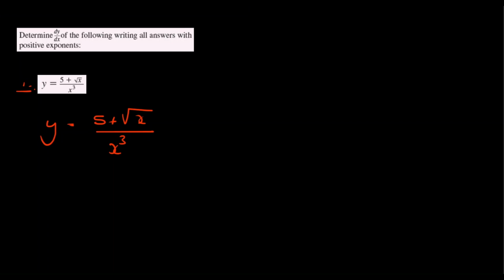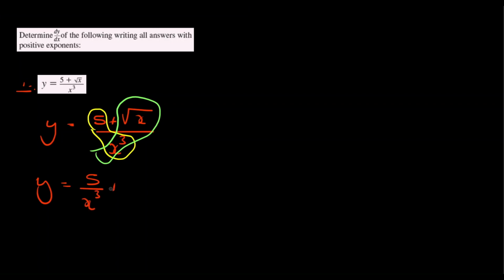So the easiest thing to do when you have such a fraction is to really split the top and the bottom. And this will be a life-saving trick. So you have 5 over x cubed plus root of x over x cubed. So we have fractions and a surd.